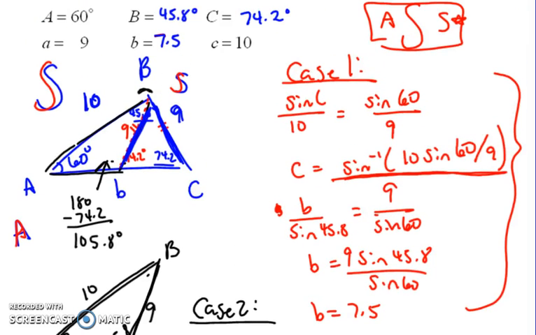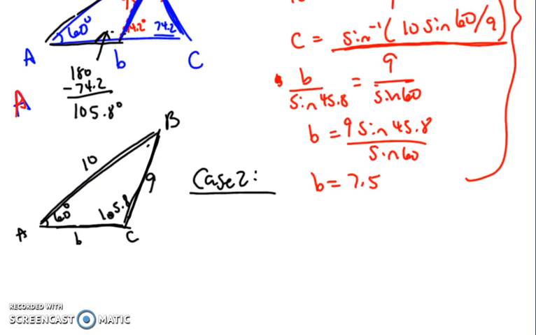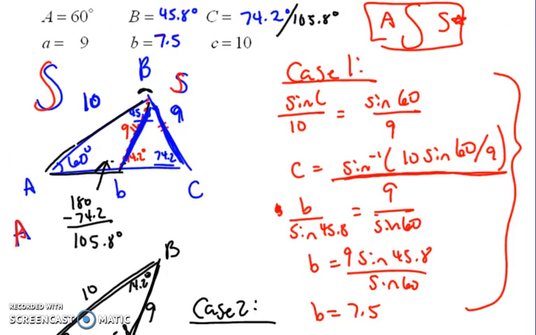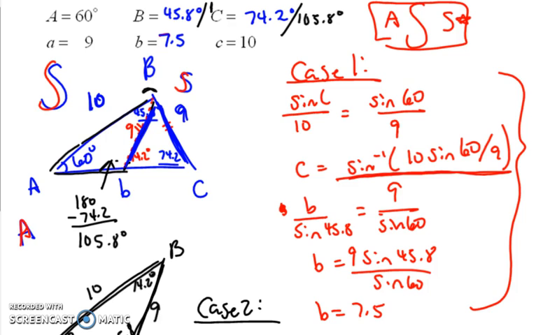And while I'm thinking of it, I'm going to write it up here. Angle C for the first case was 74.2 degrees, but for the second case, it's 105.8 degrees. So if I add that to angle A, which is 60 degrees, plus 60, and subtract that from 180, that's got to be how big angle B is, which is 14.2 degrees. I'm going to write that up here while I'm thinking of it. So on that first case it was that big, and the second case 14.2 degrees. I should have left myself a little more space up there.